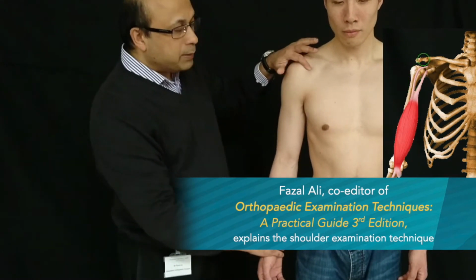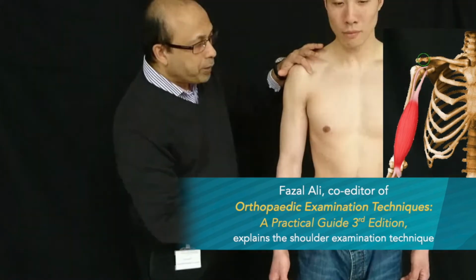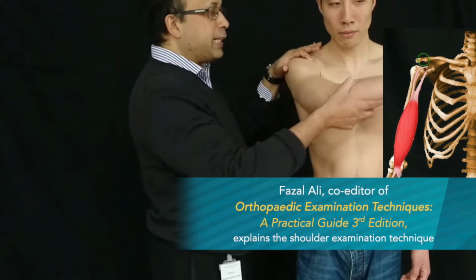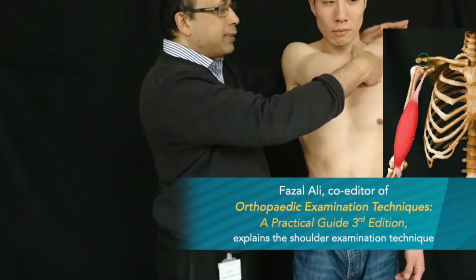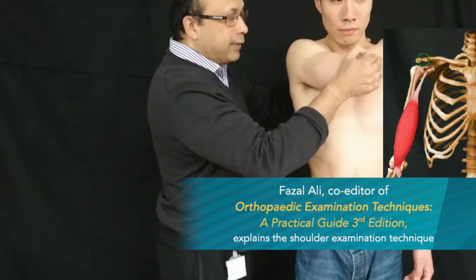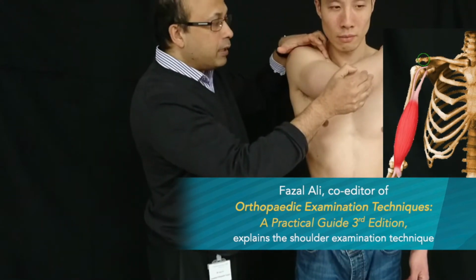For scarf test, which is for AC joint pathology, you bring the arm like a scarf across the neck. So like a scarf across the neck, push in like that, they will get pain here over the AC joint.